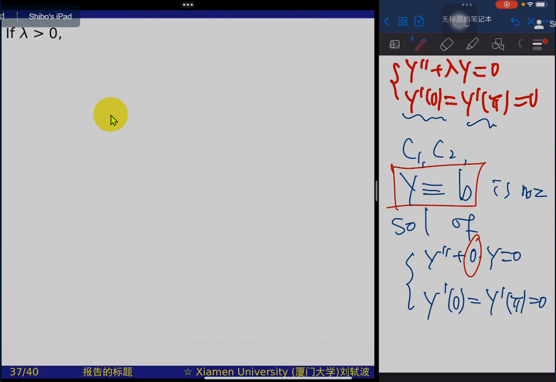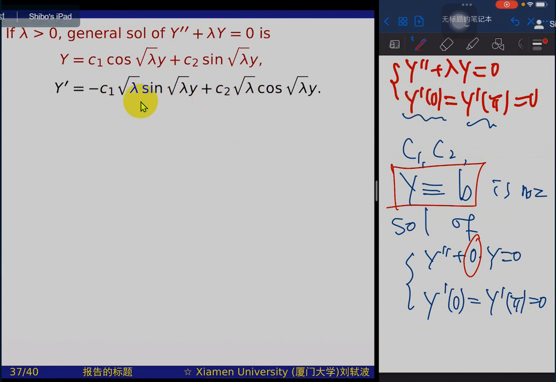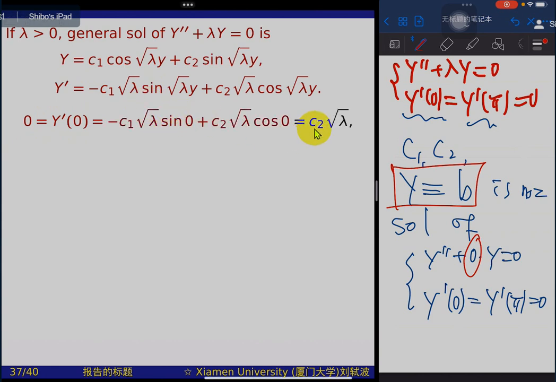Finally, we consider the case that lambda is positive. When lambda is positive, the general solution of the ODE is a linear combination of cosine and sine. As before, since our boundary condition involves y prime at the endpoints of the interval, we need to compute y prime, which is also a linear combination of sine and cosine. Then applying the boundary condition, y prime 0 is 0, but by the expression of y prime, y prime 0 is a linear combination of sine 0 and cosine 0. Sine 0 is 0, so you only have C2 square root of lambda. This means that C2 is 0, because lambda is positive, so the square root of lambda could not be 0.